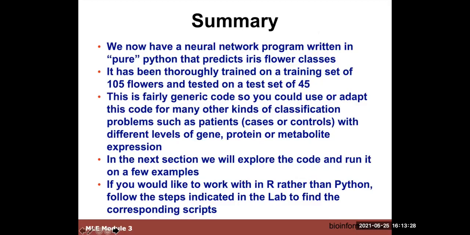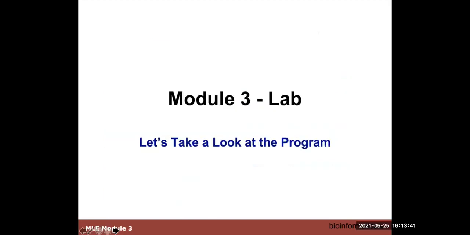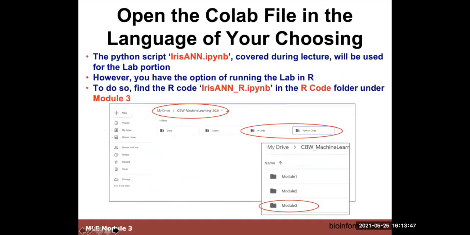It is fairly generic code, so we could have actually applied it to other types of problems, just like we did with the decision tree. And as we go to the lab now, we're just going to go through some examples. So I'm going to dive right in because I know we've got limited time here. I just want to make sure that you can call up the iris ANN. It's the same way that you called up the programs for module 2.